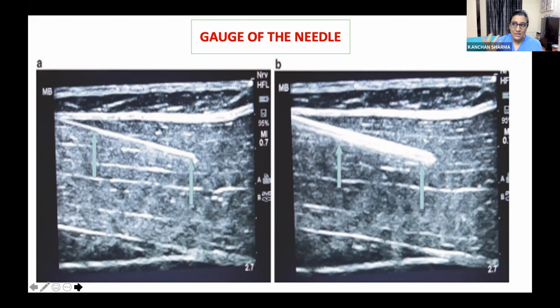Okay. But you can also take a higher gauge. There are papers where people have gone for 16 gauge, 18 gauge, the epidural needle. Okay, but what will happen? You will be causing more trauma to the patient. You will be able to visualize the needle properly, but at the same time you will be causing more trauma to the patient. So for MSK purposes, a 22 gauge needle is more than sufficient to perform all the procedures.